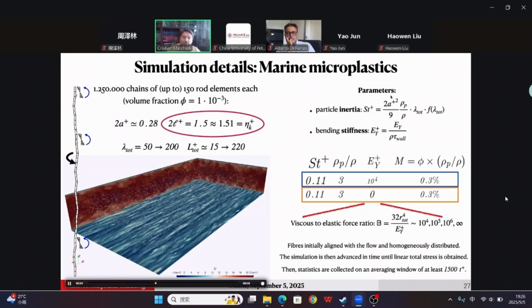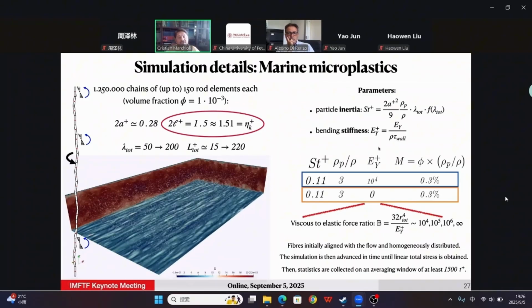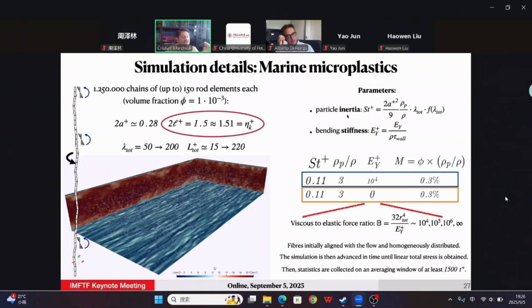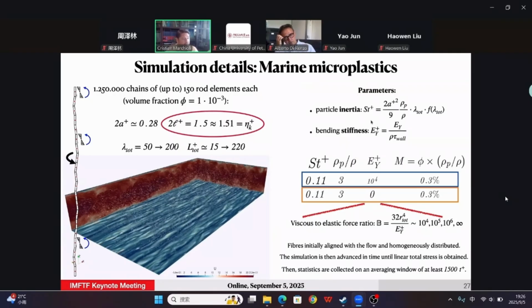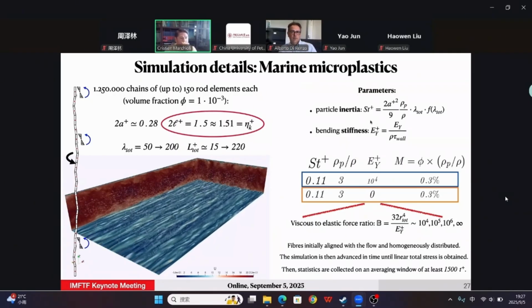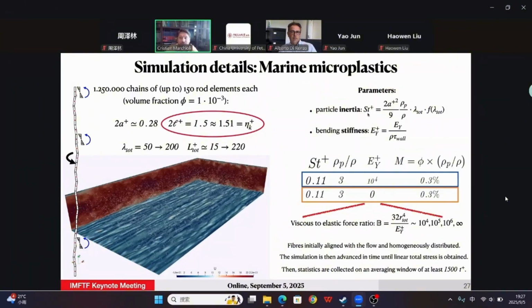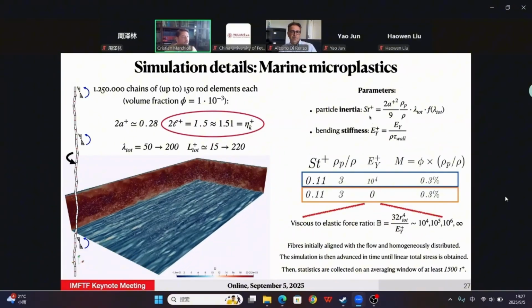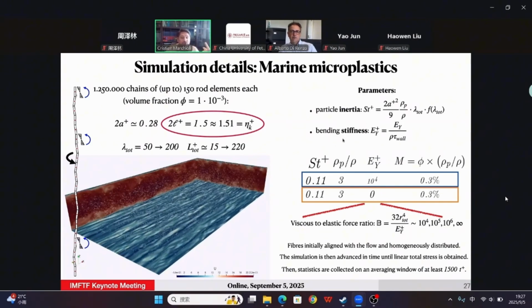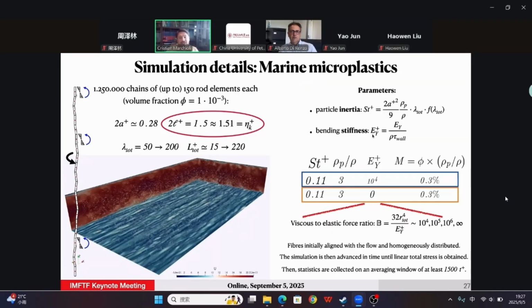And the controlling parameters for the fibers are the Stokes number, which again parameterizes the inertia. So larger Stokes number means that there is a longer time lag that the particles require to respond to turbulence. If Stokes is 0, the response is immediate, no inertia. And as I mentioned, the rigidity or bending stiffness controlled by the Young's modulus.